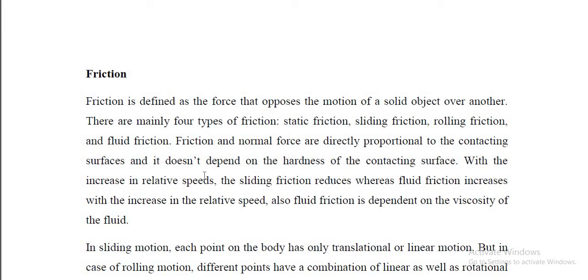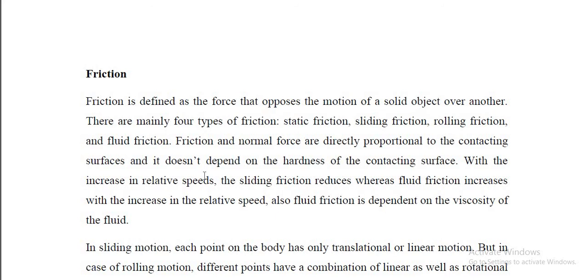So friction is defined as that force which opposes or retards the motion of one object when sliding over another. There are mainly four types of friction: static friction, sliding friction, rolling friction, and fluid friction. Friction and normal force are perpendicular to each other. The normal force is the force a body provides when it is resting on, or giving some reaction to, another body.